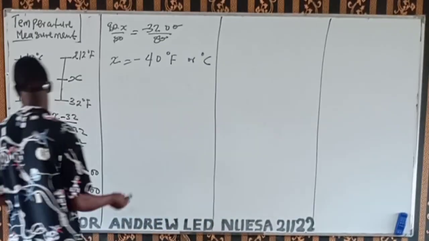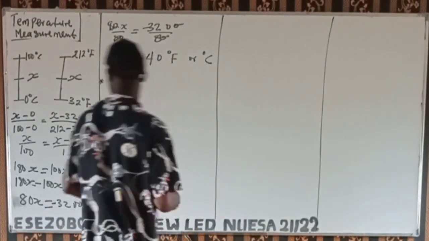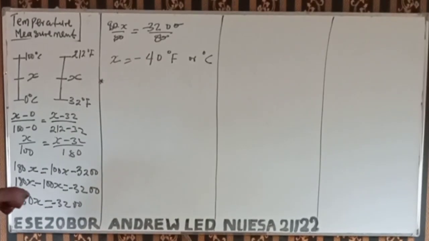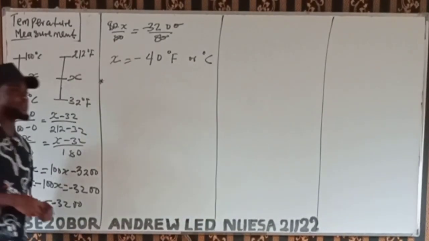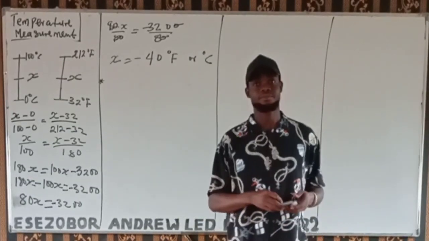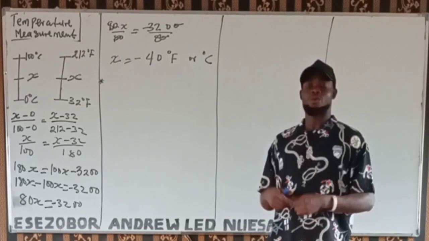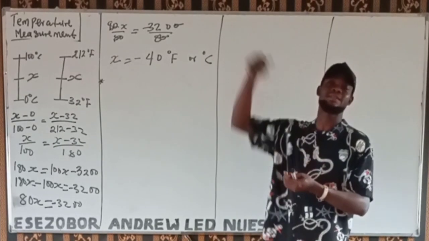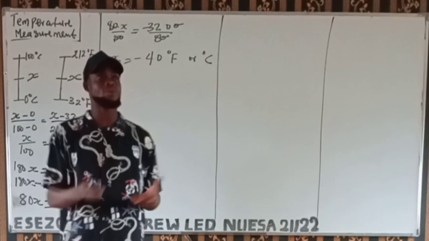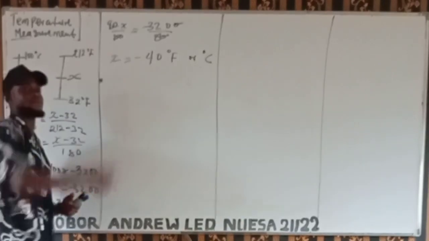So let's do another question. Question 2. At what temperature will the reading on the Fahrenheit scale be twice that of the Celsius scale? That's what I'm trying to say now. At what temperature will the Fahrenheit scale give a reading which is double that of the Celsius scale?